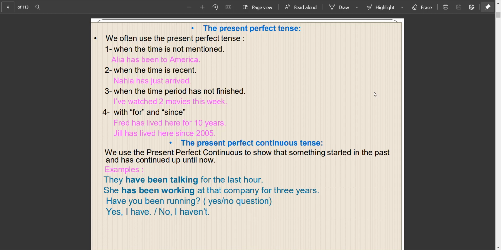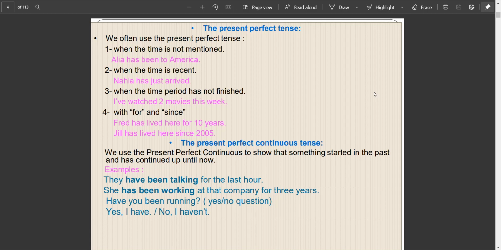We often use the present perfect tense when the time is not mentioned. Alia has been in America. Number 2, when the time is recent. Nahli has just arrived. When the time period has not finished. I have watched 2 movies this week. With for and since. Fred has lived here for 10 years. Jill has lived here since 2005.